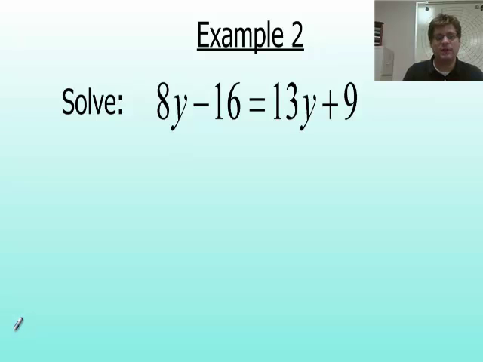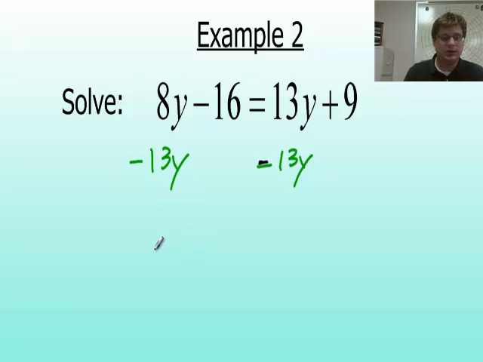In this next example, we have a variable on the left as well as the right side. Remember what I said: you have to get the variable by itself on one side of the equal sign. So in this case, I'm going to move the y to the left side. You could move it to the right if you want; it doesn't really matter. But I'm going to move it to the left. Since this is a positive 13y, I'm going to subtract 13y from both sides, like so.